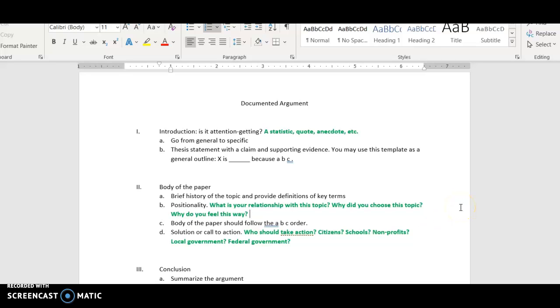Now, positionality. This talks about your relationship to the topic. I don't believe in 100% objectivity. I believe that we all are influenced by different things. And so we can't say that I'm objective. So what's your relationship with this topic? Why did you choose this topic? Why do you feel this way?